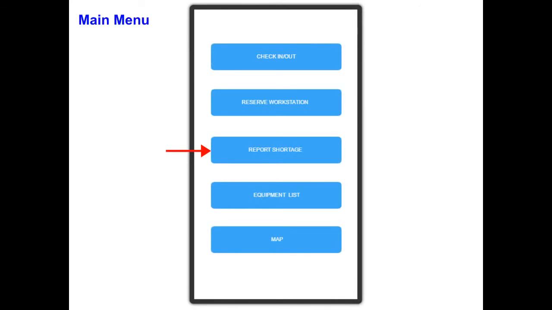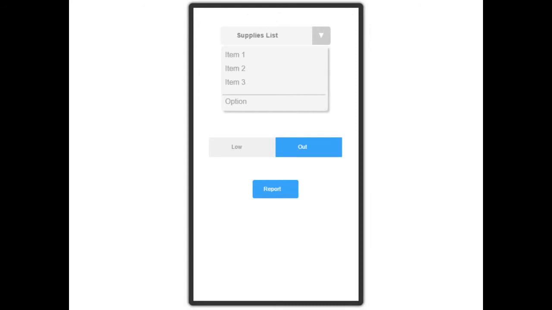Next is to report a shortage of lab supplies. The user is brought to this screen. At the top there is a drop-down menu showing all the supplies in the lab. Currently there are 3 items. The user will select which item is either low or out, then select the corresponding option at the bottom and click report.